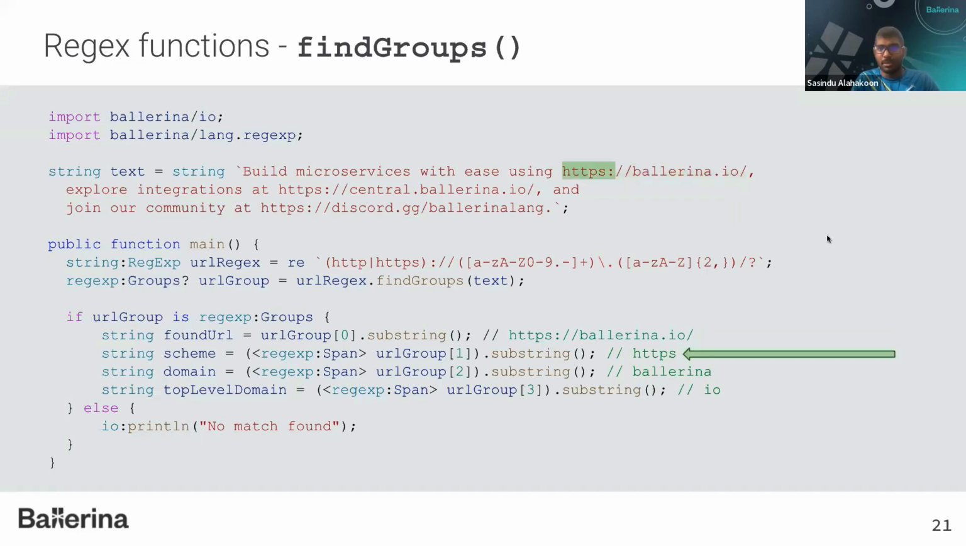And the second member represents the first capturing group details, the schema value in the matched URL. In this case, it is HTTPS. And the third member represents the second capturing group details, the domain value in the matched URL. In this case, it is Ballerina. And the fourth member represents the third capturing group, the top level domain value in the URL. In this case, it is IO.